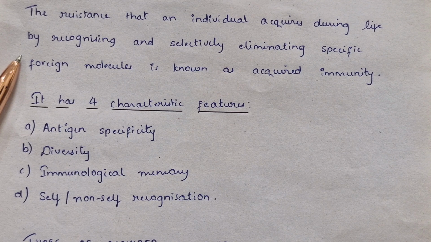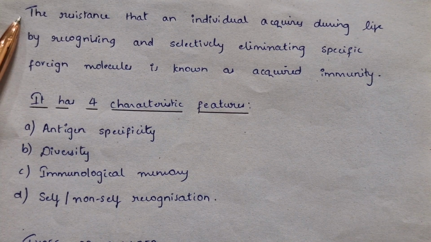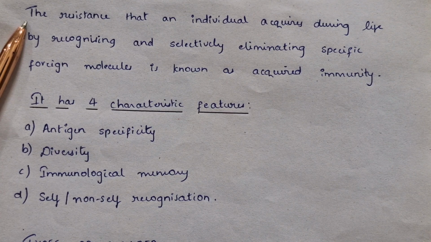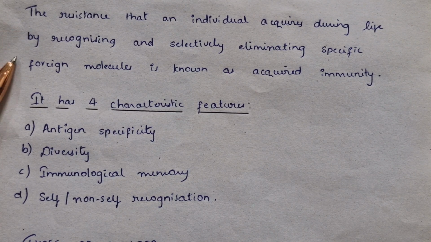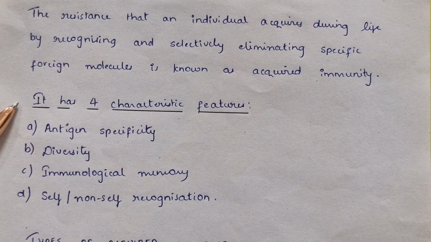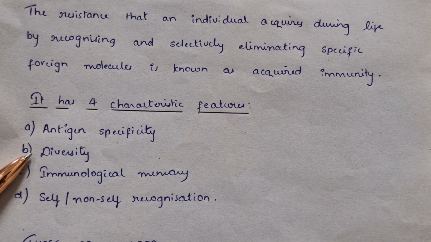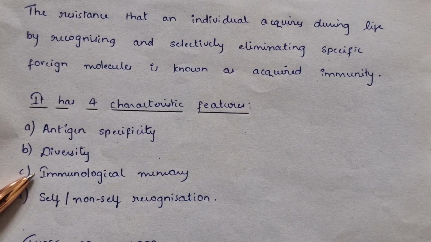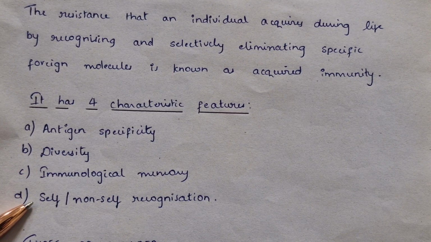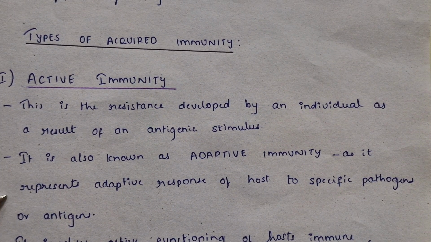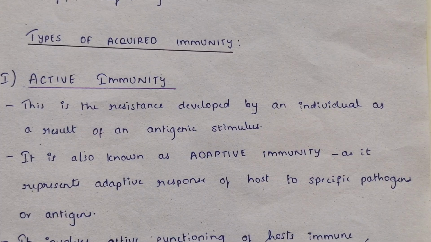Now let's see what is acquired immunity. The resistance that an individual acquires during life by recognizing and selectively eliminating specific foreign molecules is known as acquired immunity. Acquired immunity has four characteristic features: antigen specificity, diversity, immunological memory, self or non-self recognition. It is also known as adaptive immunity as it represents adaptive response of the host to specific pathogens or antigens.